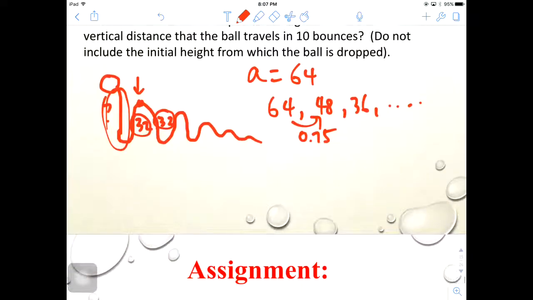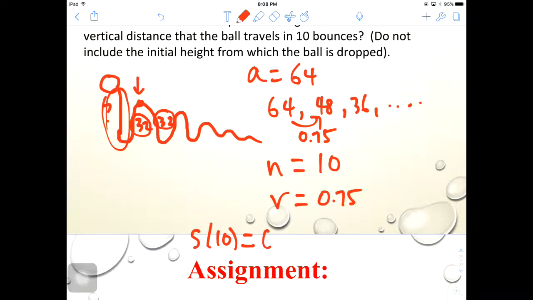So the three values that we were looking at are A, N, and R. N is going to be 10 because we want to know at the 10th bounce what the total height traveled is. And the ratio is being reduced, so it's less than 100%. It's only coming back 75%, so it's 0.75. If we use the formula for the sum, S of 10, it's going to be the initial value, which is 64, times 1 minus the ratio of 0.75 to the 10th power, over 1 minus 0.75.